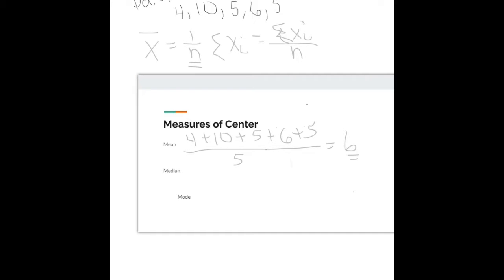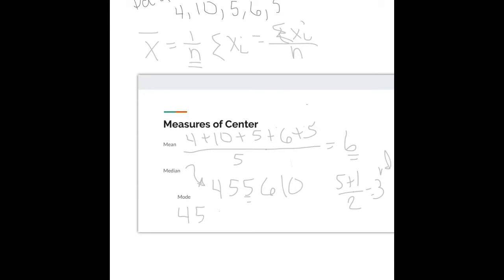The median is the middle number. Well, how do I find my middle number? I'd have to put my data in order first. So I would do 4, 5, 5, 6, 10. And then I have 5 pieces of data, plus 1, divided by 2. We'll say go to the third piece. So I count the number of pieces of data, add 1, divide by 2, go to the third piece. My 1, 2, 3, you can count either way, would be 5. So my median is 5. Now that's if I have an odd amount of data.